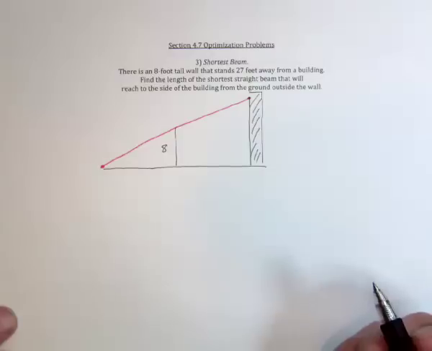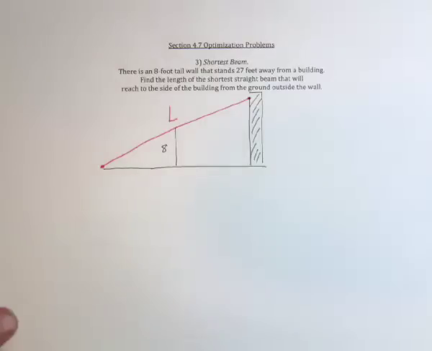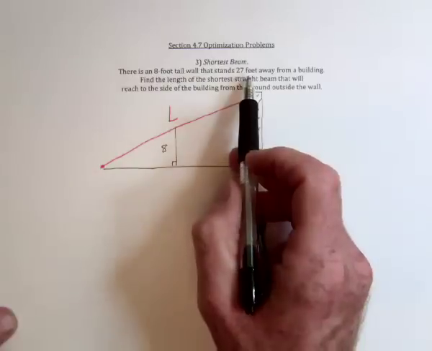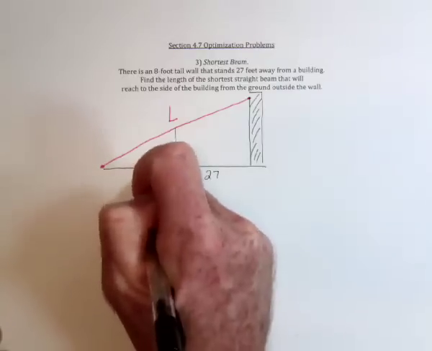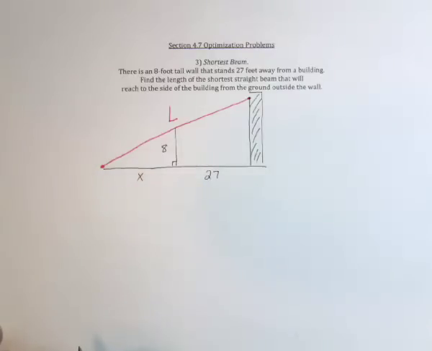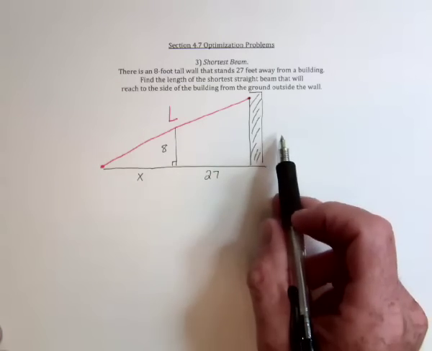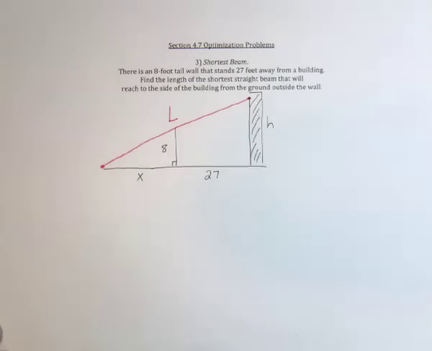So there's the setup. And now we have some variables like find the length of this plank right here, or this beam. And then we've got that there's a 27 in there, that the 8-foot wall is 27 feet away. This part is not known, so I'll just use X. And then I can see that Pythagorean theorem is most likely going to be used, so we need something on this. We'll call it H.